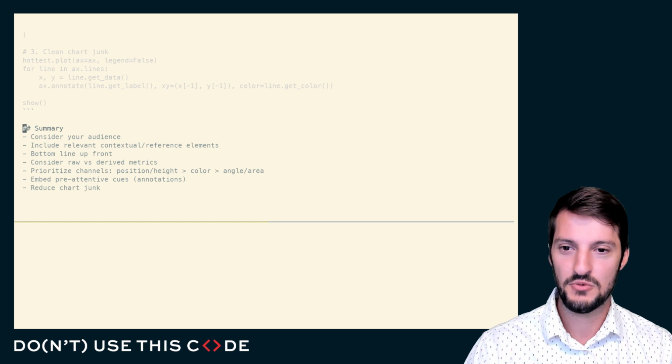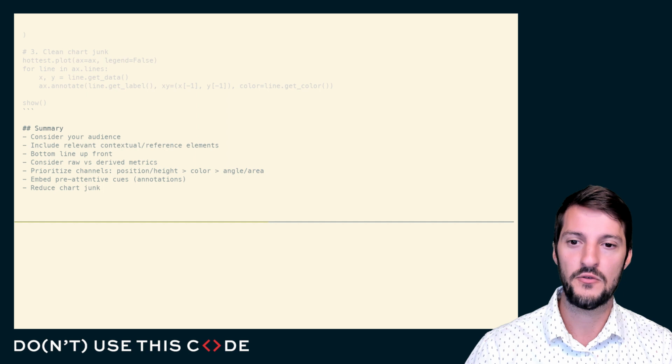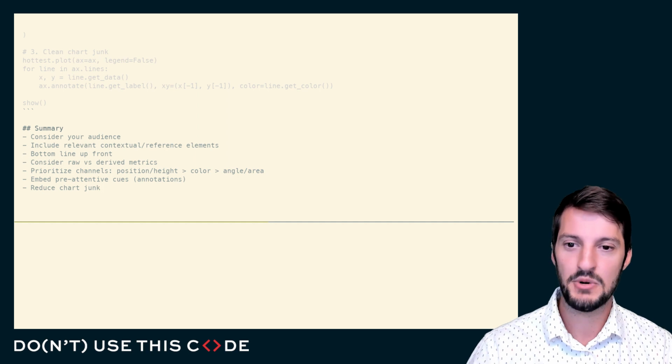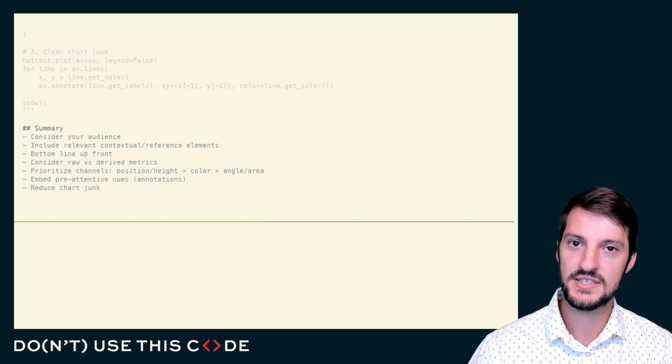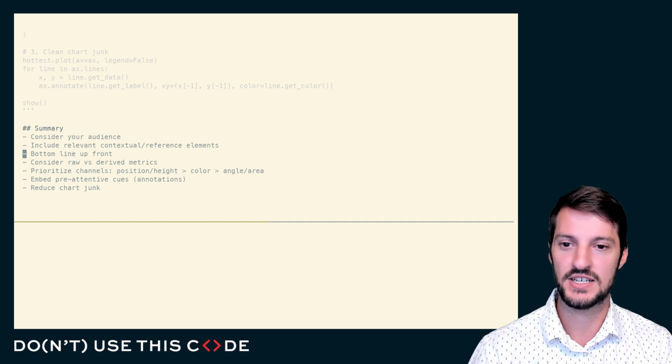And so in summary, we have all of our different tricks. You want to consider your audience first. Who am I speaking to? Will they understand the derived metrics that I'm using? Or should I really iterate this message in its raw form? Include relevant contextual and reference elements, right? Make sure you don't lose too much of the data, but at the same time, to simplify your message, don't be afraid to filter your data. So you have to find that happy medium that exists between using too little context and using too much context.